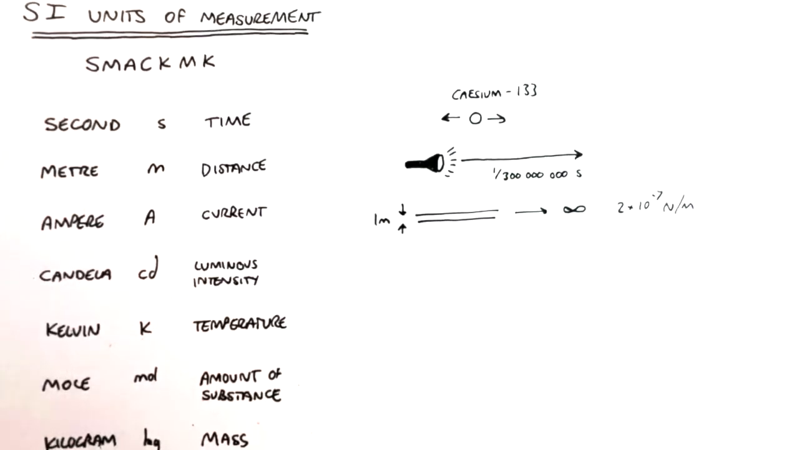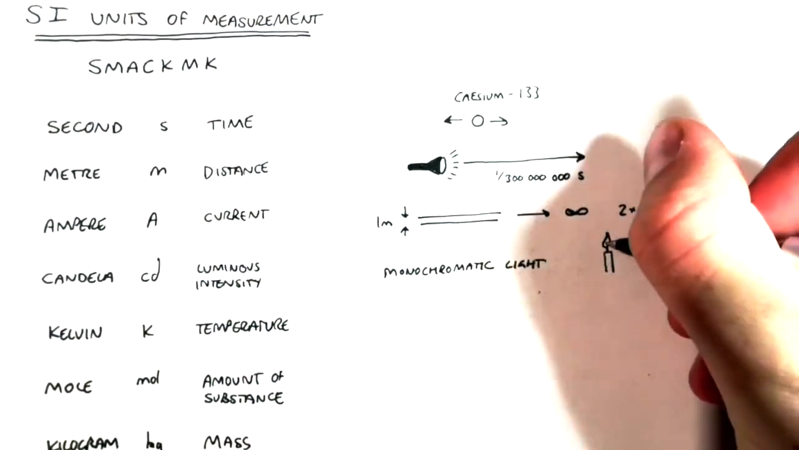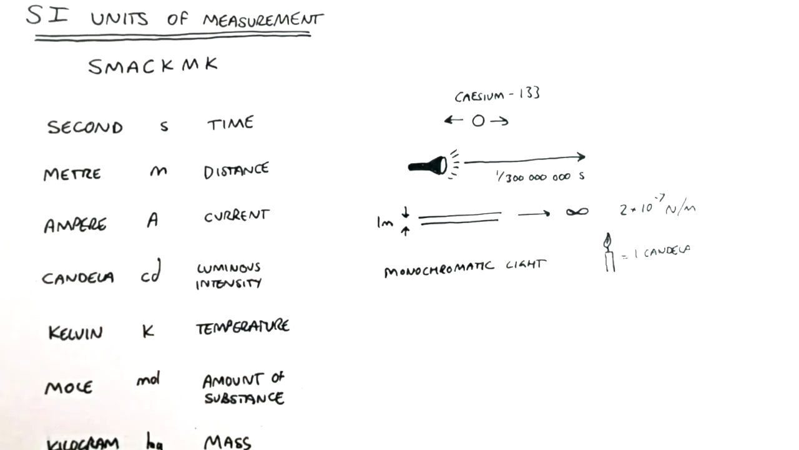Moving on, the Candela is a very specific definition based on the intensity of a single beam of monochromatic light in one direction of a specific wavelength. Don't worry about the details, essentially 1 candle is 1 candela. This is probably the most sensible SI unit.